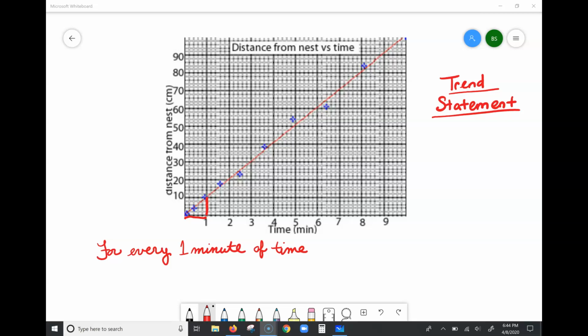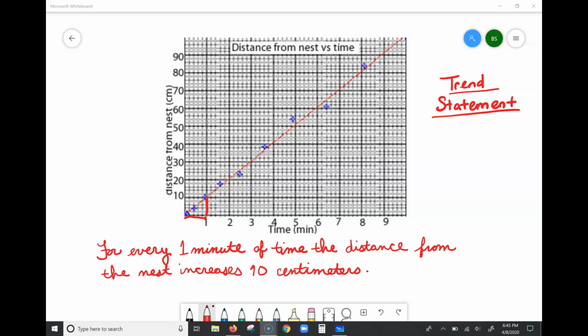Remember that the time is the independent variable, so it should be first in my trend statement because it is causing the change in the dependent variable. So for every 1 minute of time, distance from the nest increases 10 centimeters.